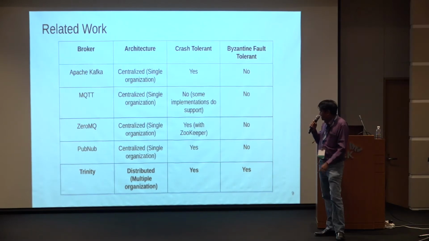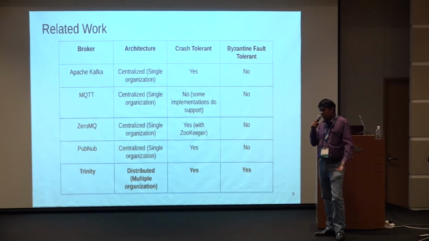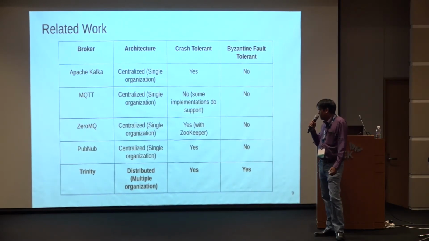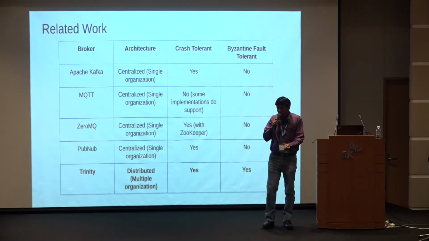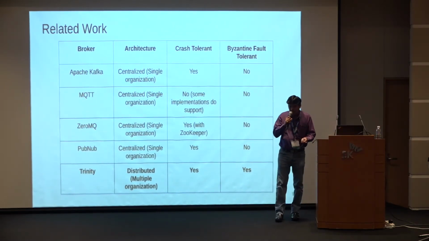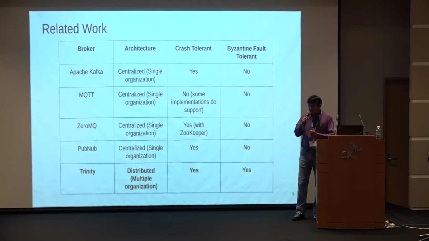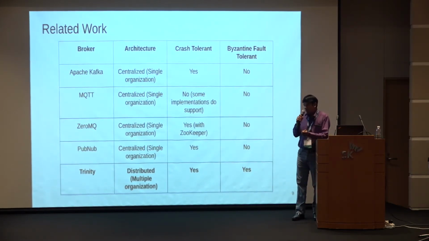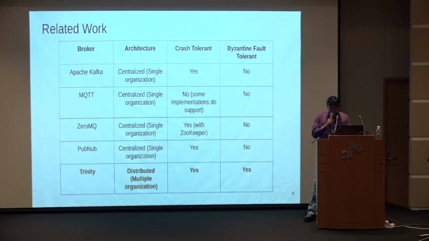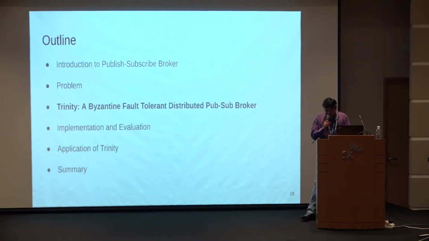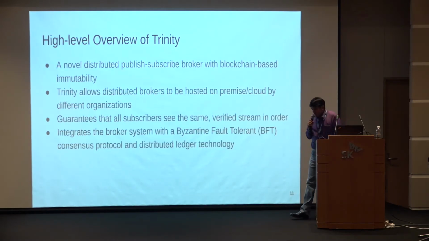If you look at this table, none of the contemporary brokers you find today are capable of handling Byzantine failures. They can handle crash tolerance, but they cannot handle Byzantine failures. That is, a single organization is always owning and managing the broker in all these models. So this is where Trinity comes into the picture. Trinity is a Byzantine fault tolerant distributed publish subscribe broker.